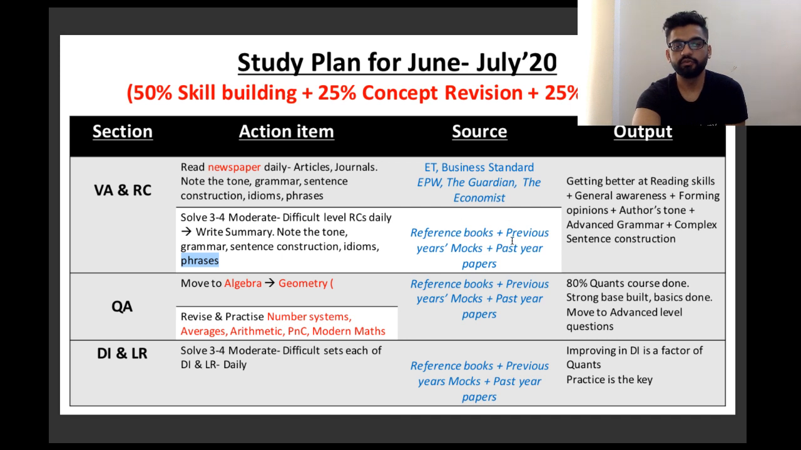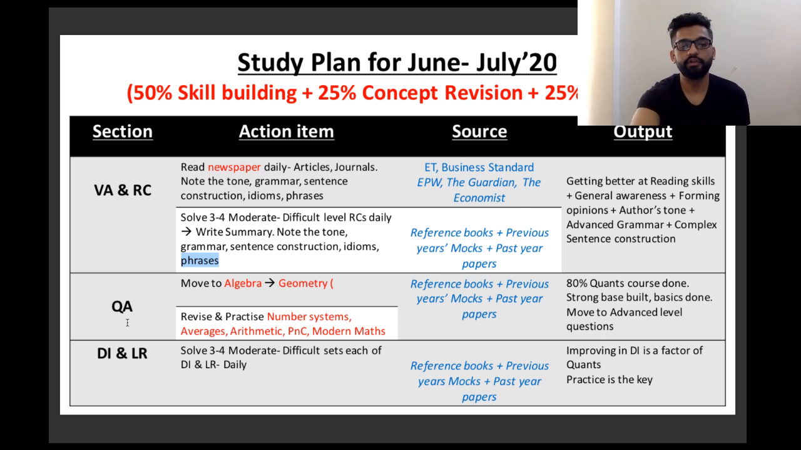Source will be reference books, previous year's mocks plus past year's papers. Output क्या होगा? You're getting better at RC. You've already got better in the first 3 months, March through May. But you'll see that you're improving from a certain point. Then general awareness आपकी बढ़ जाएगी. You'll start forming opinions of yourself because आपने इतने सारे articles, इतने journals पढ़ ली हैं. It's always good to read about others' opinions, but अपना opinion होना भी बहुत ज़रूरी है topics पे. This is going to help you in interview and even beyond in life. Author's tone आप समझ जाओगे, advanced grammar आप समझोगे, sentence correction and things like that, vocabulary धीरे धीरे समझोगे.